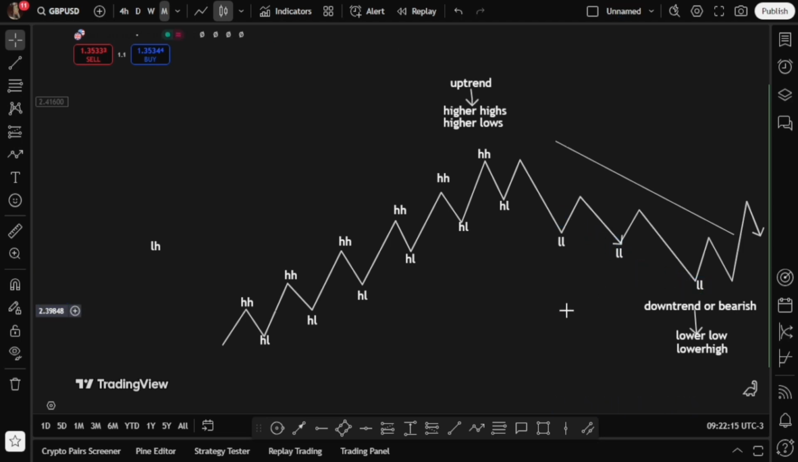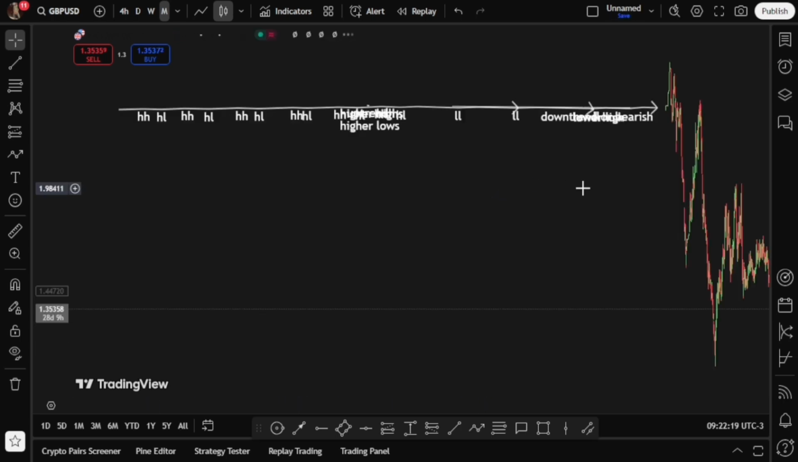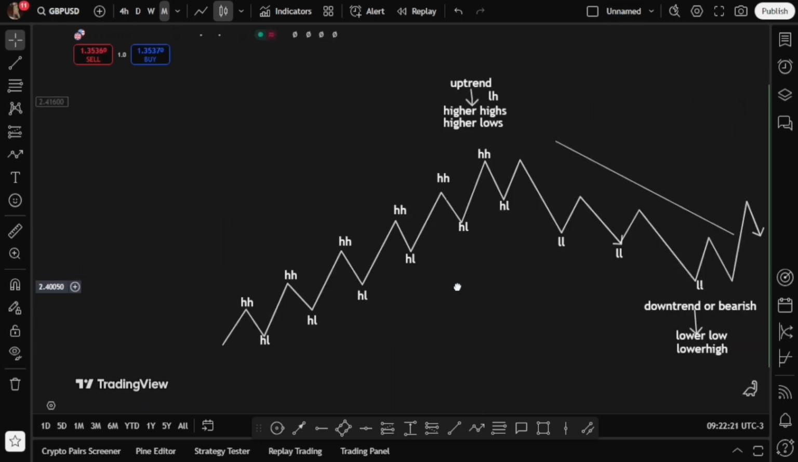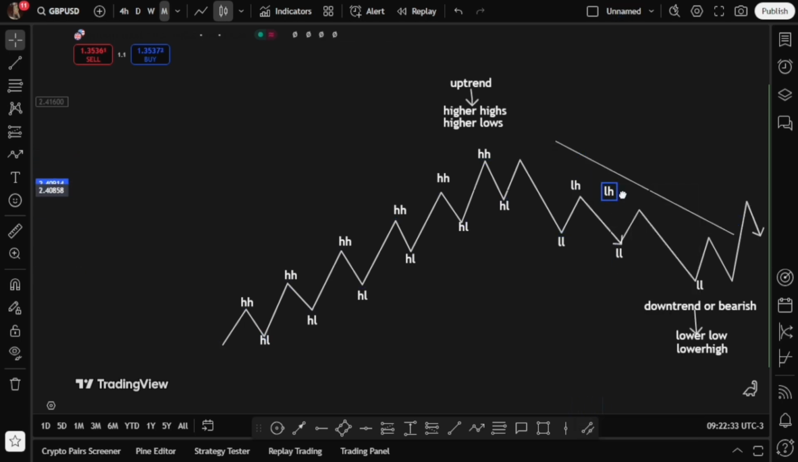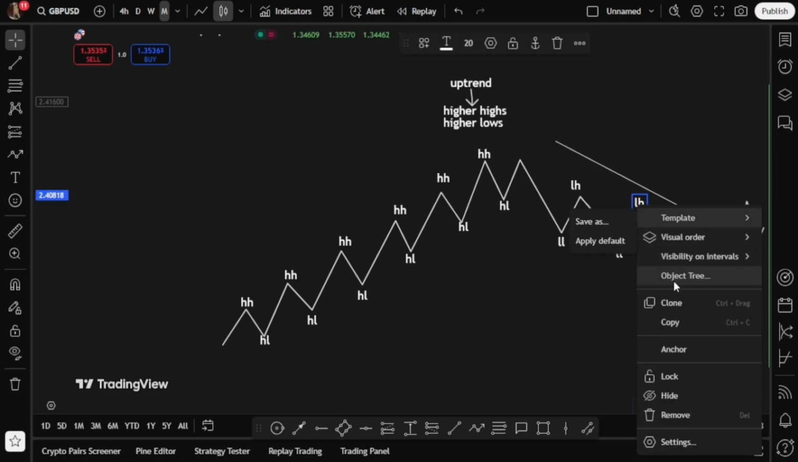Then the next one is how we identify the lower highs. So we have this lower high. Yep, there you have it. And we identify the next lower high. And then we identify the next lower high.